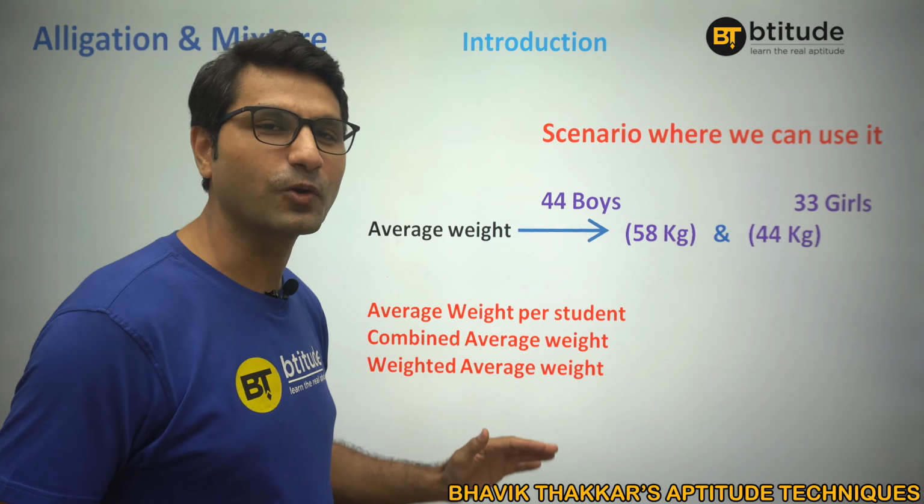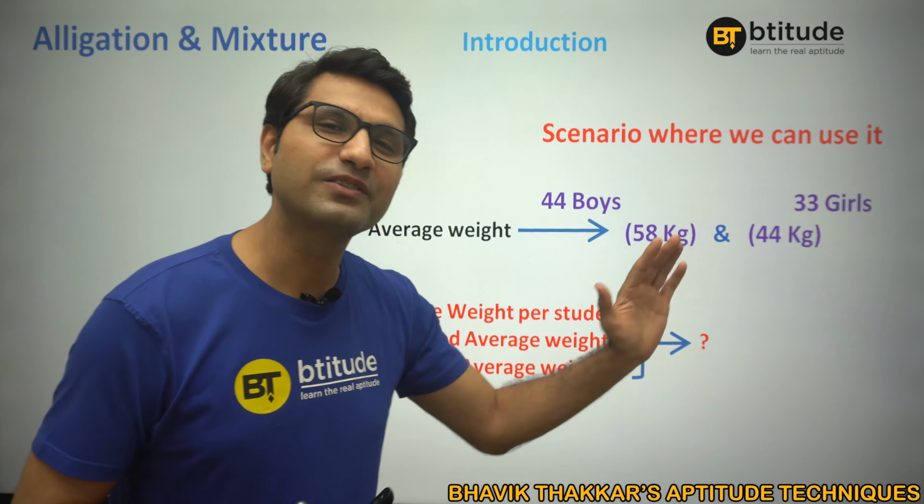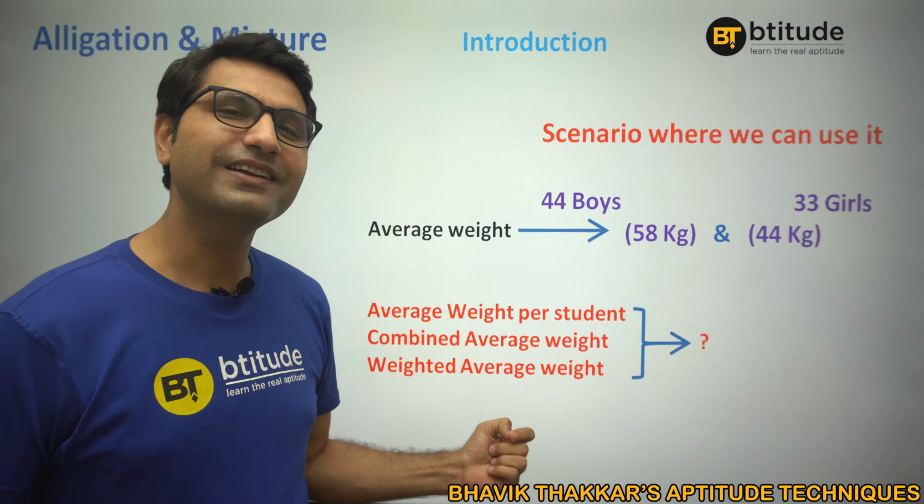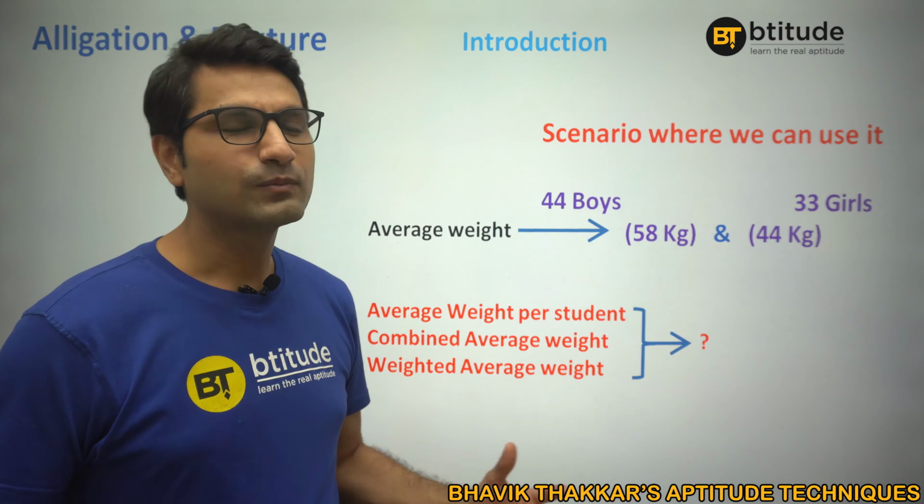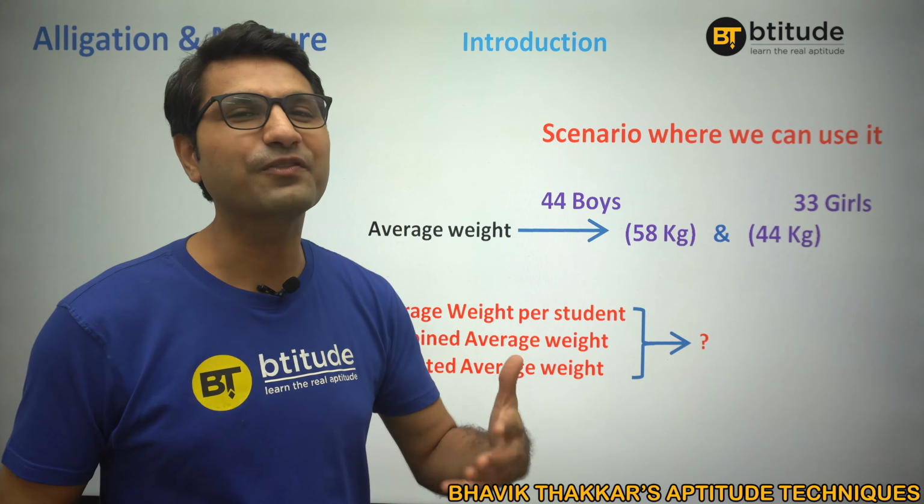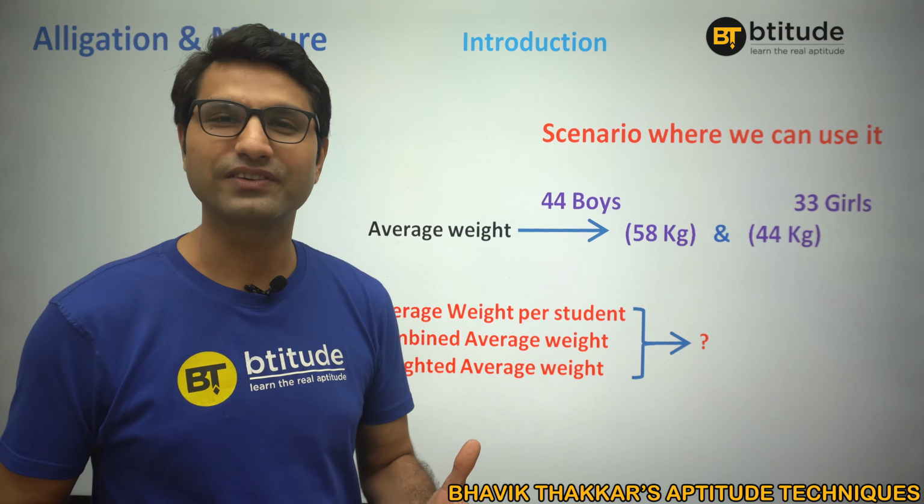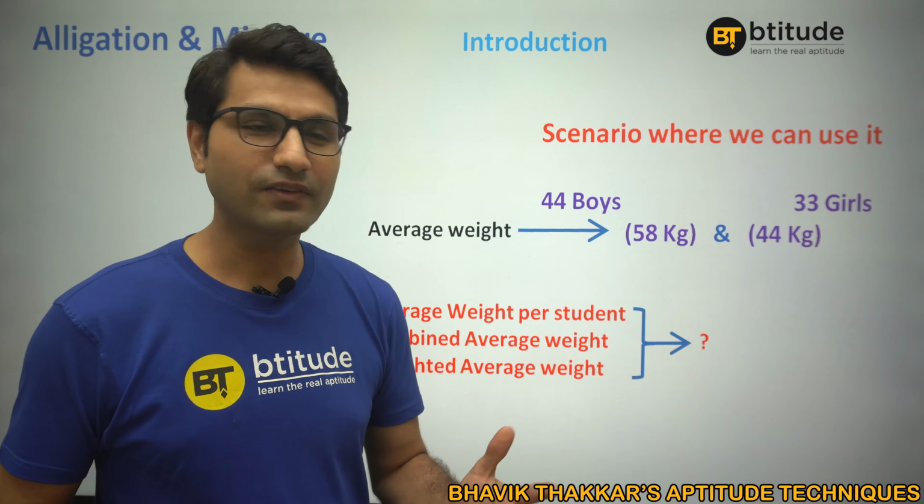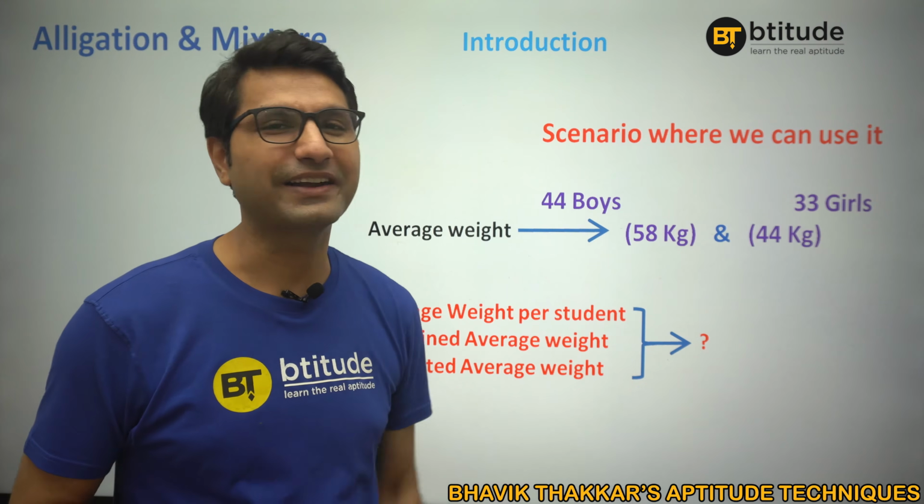All these three terminologies mean that if we combine both these groups, we actually use weighted averages. That's why it is called weighted average. Even if somebody asks us to find the average weight per student, it is itself implied that it is the weighted average or combined average. Fair enough? So how exactly can we find it out?